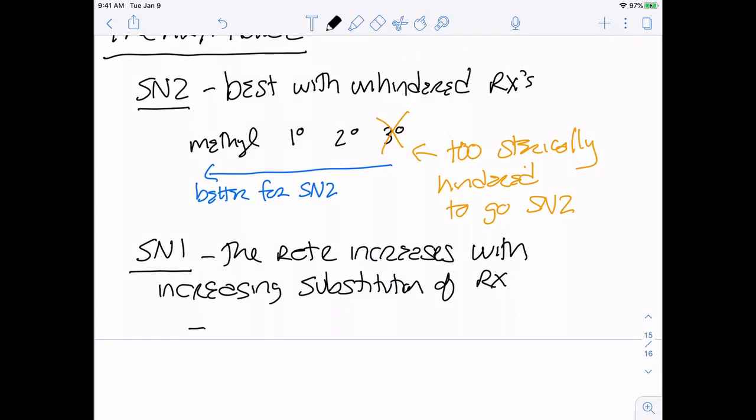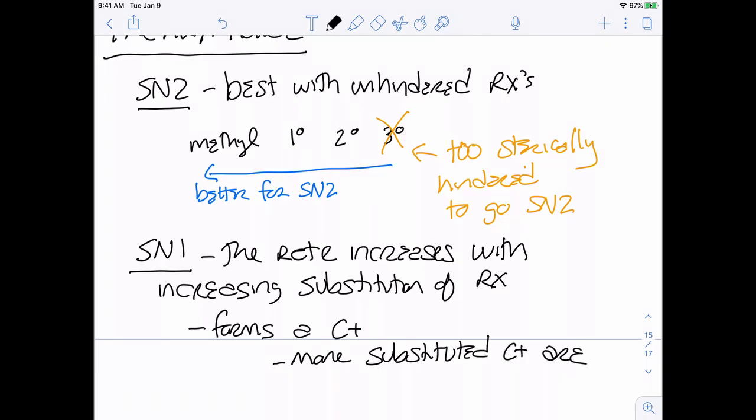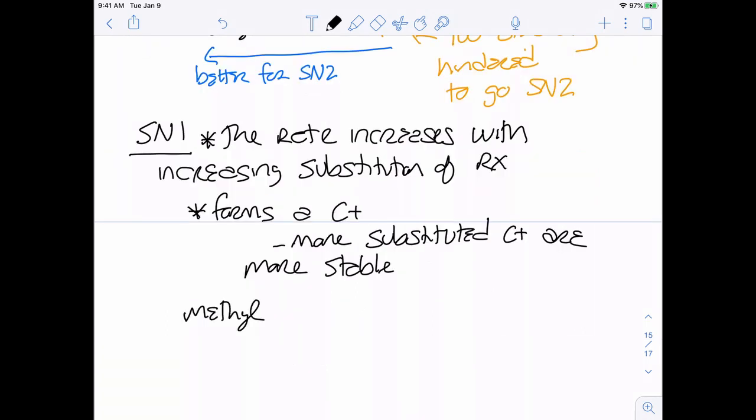We want to form, right? It forms a carbocation intermediate, and more substituted carbocation intermediates are more stable. Know that the more substituted ones are more stable. Since that's the product of our rate determining step, we want to form the more stable carbocation intermediate. Methyl, primary, secondary, tertiary.